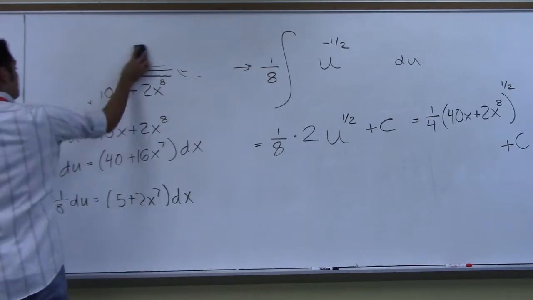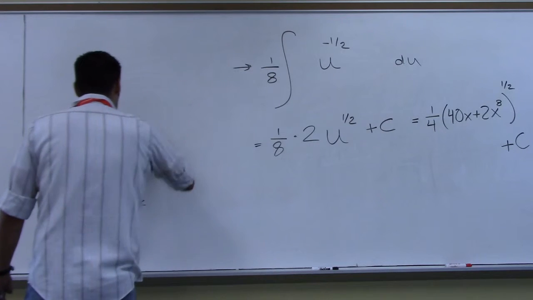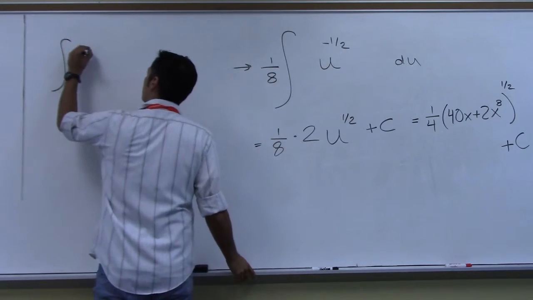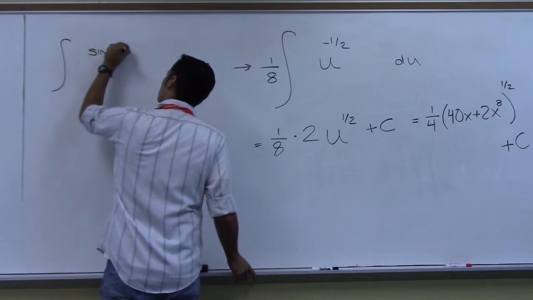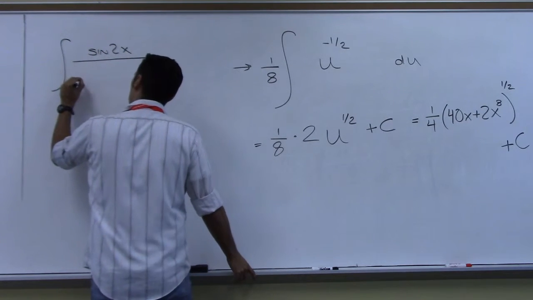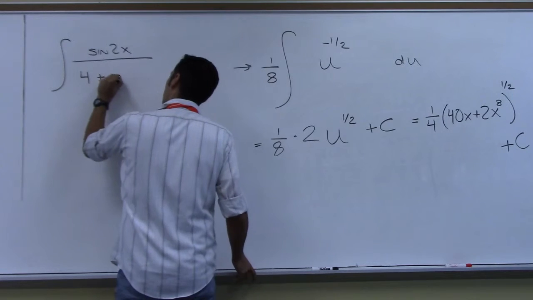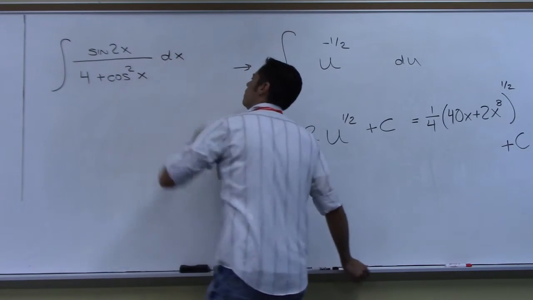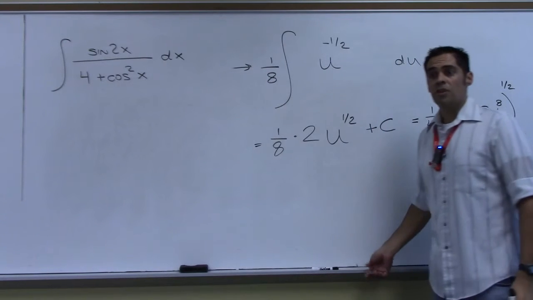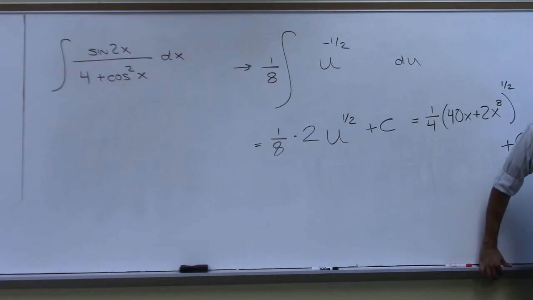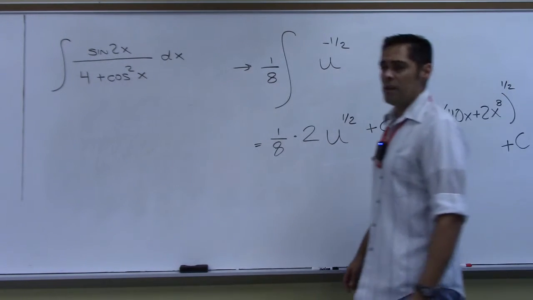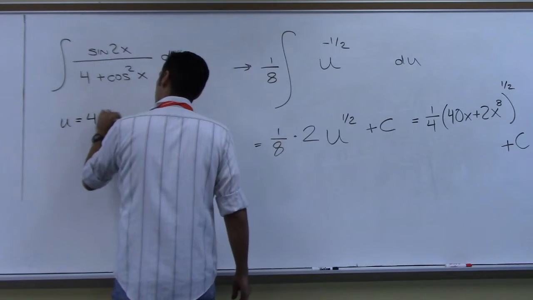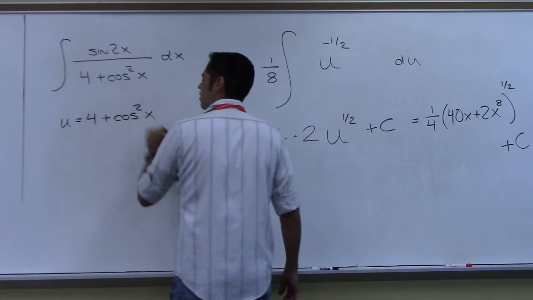The next one, I'm not sure if anyone got to this one or not. You did? Okay, so you had what? Sine 2x over 4 plus cosine squared x dx. So you got it? What did you use for u? 4 plus cosine squared. The whole denominator? Yep. Okay, so u is equal to 4 plus cosine squared x.